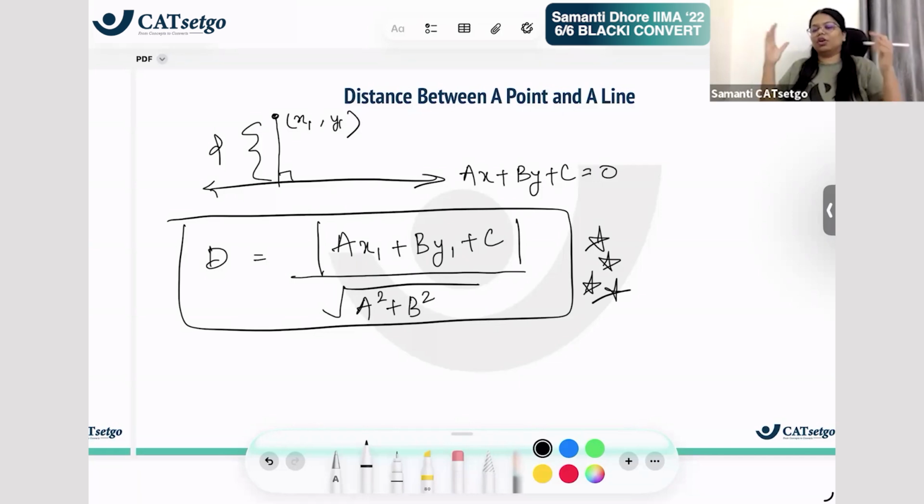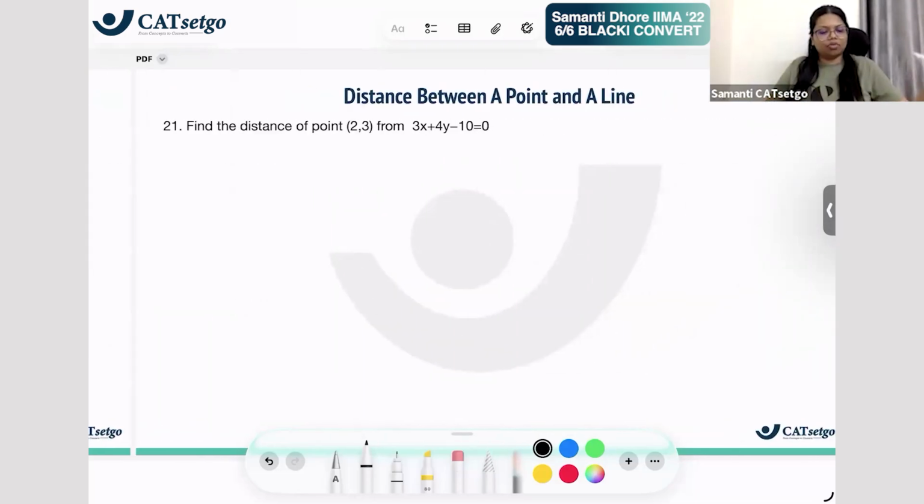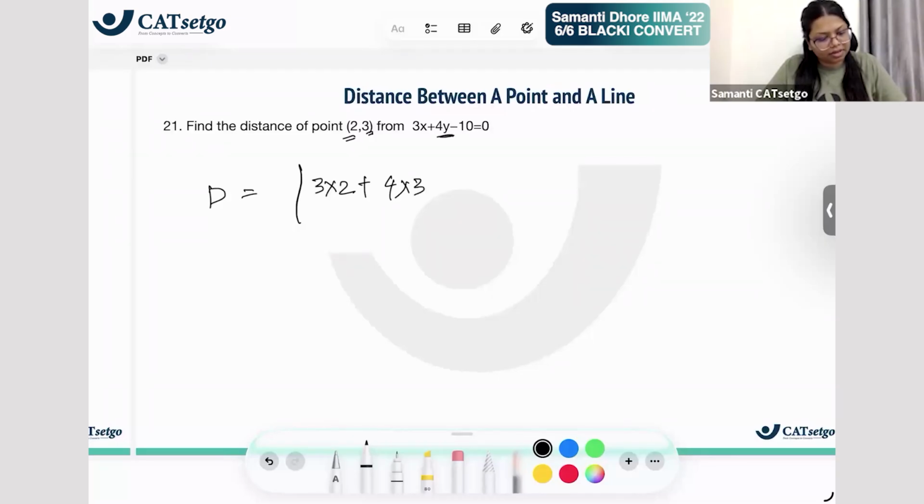Fair? Understood? What we're going to do is we're going to take mod of the same equation of line and we're just going to put x and y value, and this will be under root a square plus b square. So let us find the distance between a point and a line. Distance d is equal to mod of 3 into 2 because it is x plus 4 into y. And now 4y, y is 3 minus 10 divided by under root of a is what? 3 square plus 4 square. Right? This is how you're supposed to do it.